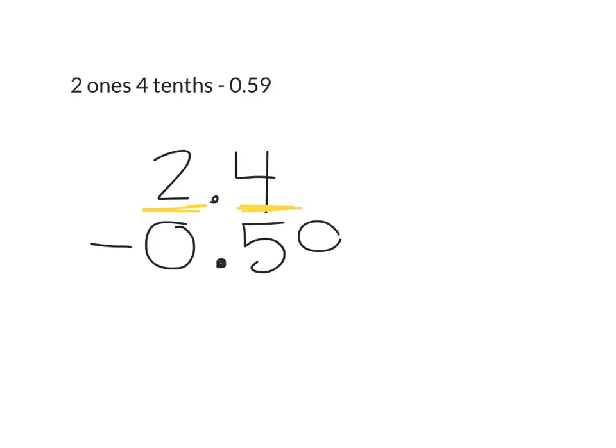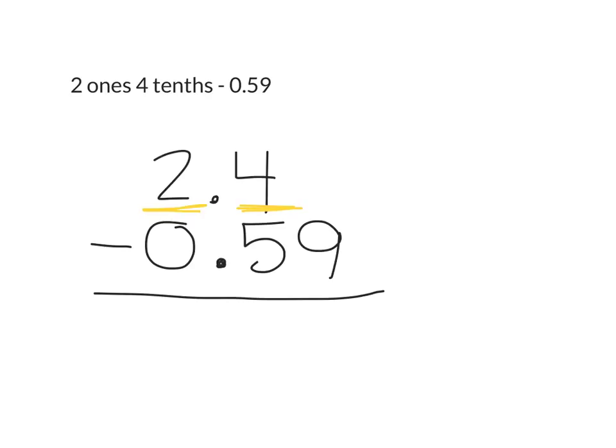And lastly, we have 2 ones, 4/10 minus 59/100. So 2 ones, 4/10 can be written in standard form as 2.4. You'll notice that the 2 ones are in my ones place, and that in my tenths place I have 4/10. Now from 2 ones and 4/10 I am subtracting 59/100. So again, I must line up my decimal points.